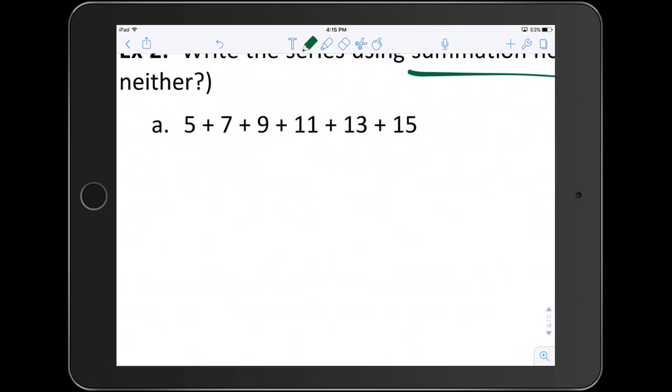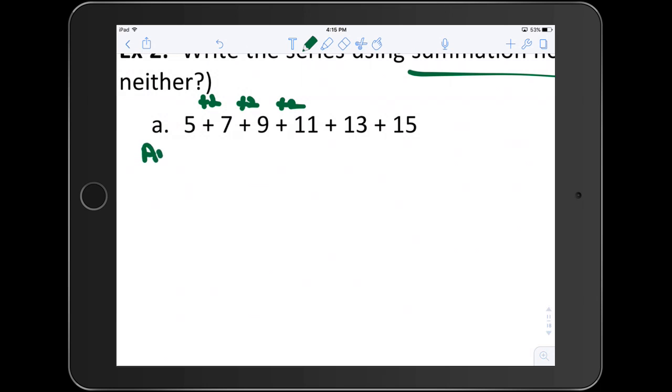So looking at this, I can see I'm adding 2 here, adding 2 here, adding 2 here, and so on. Now we're not talking about recursion here. We're talking about really explicit rules of arithmetic and geometric. So we're going all the way back to section 8.1 and making sure you're remembering that stuff, because that's what you're going to need here.